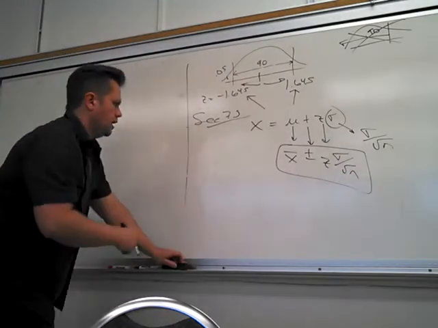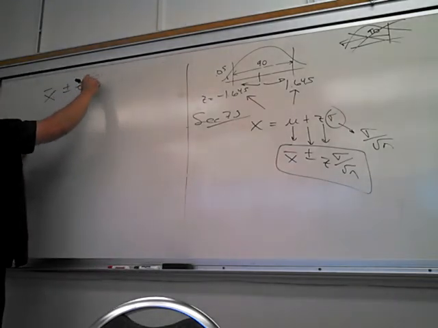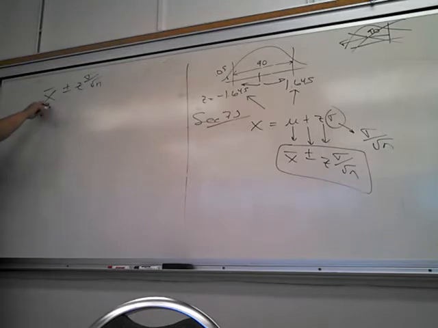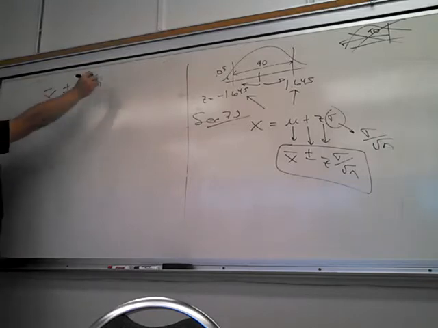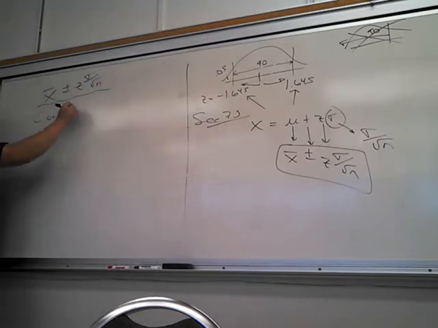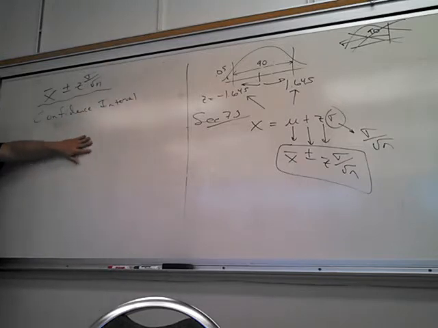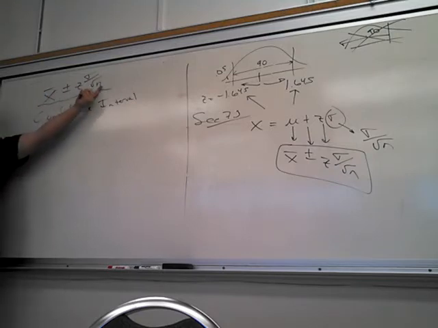So what this is all about here is if I take a sample and I find the sample mean and I calculate this, what this gives me is what's called a confidence interval. And so I could say something like the mean is 10, give or take 0.7. That's really what this is. The mean is this, give or take this.